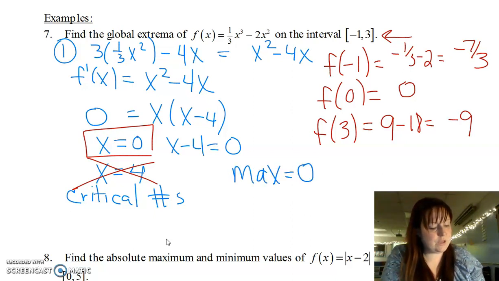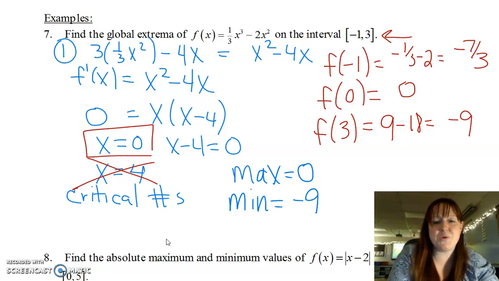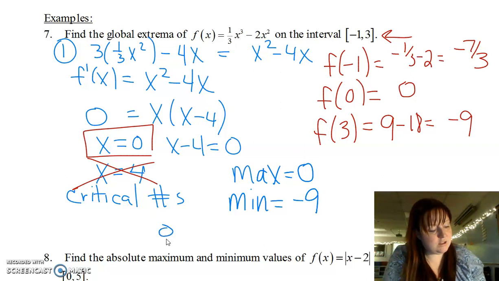is 0, and our global min, I hope my head isn't in the way of these numbers, but I'm not sure if that is because I can't see it. I don't think it is. Okay, our global min is -9 on the interval -1, 3.